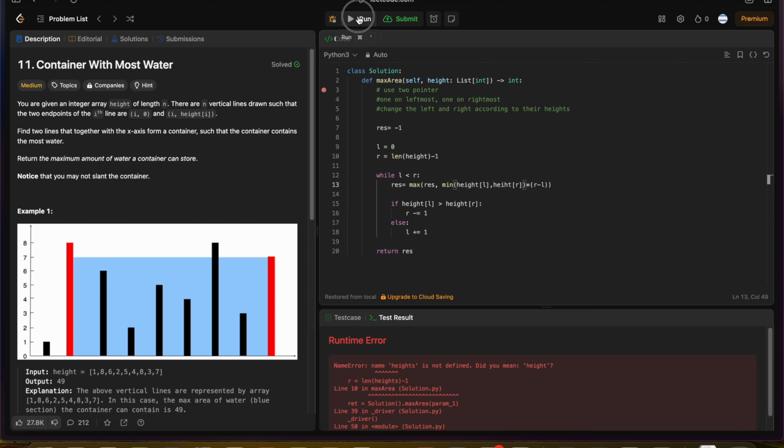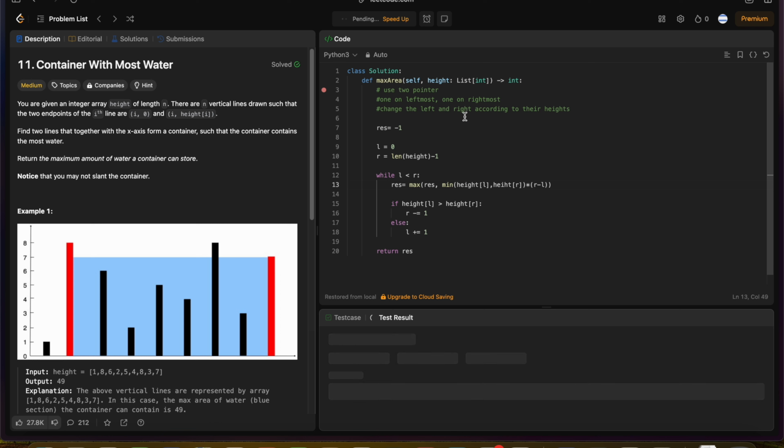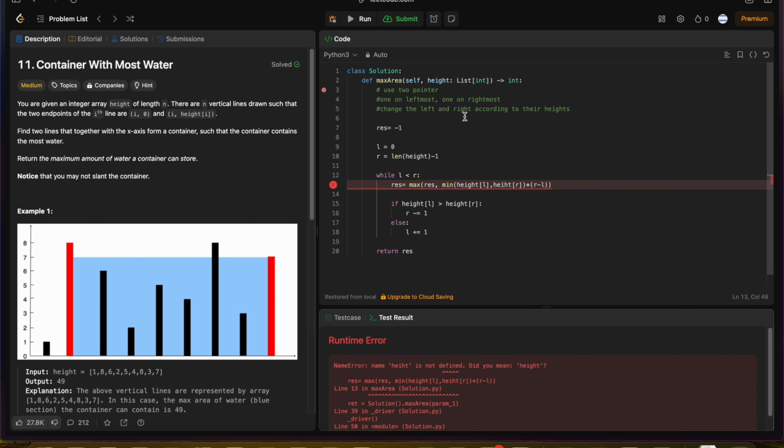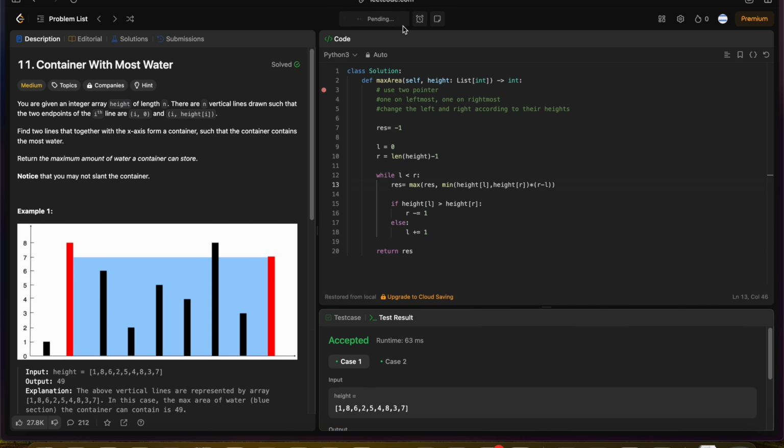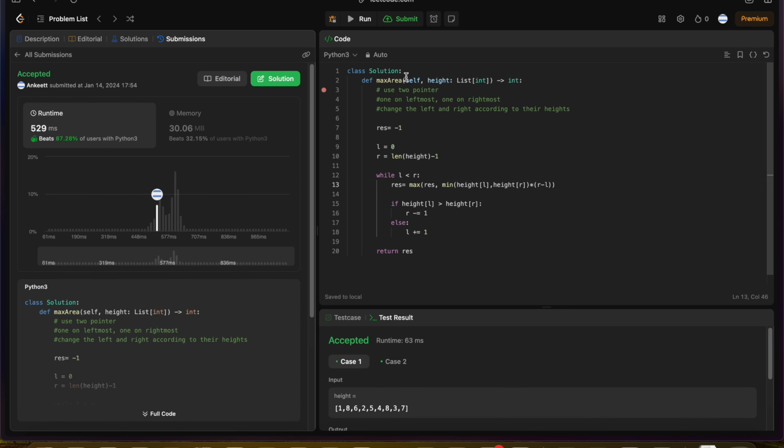Then let's run. Again, and it got accepted, and let's submit it. And yeah, it beats 87.28% of users within Python, so it is much faster than the other solution, which basically means the brute force solution using O(n squared), but this is faster in O(n).